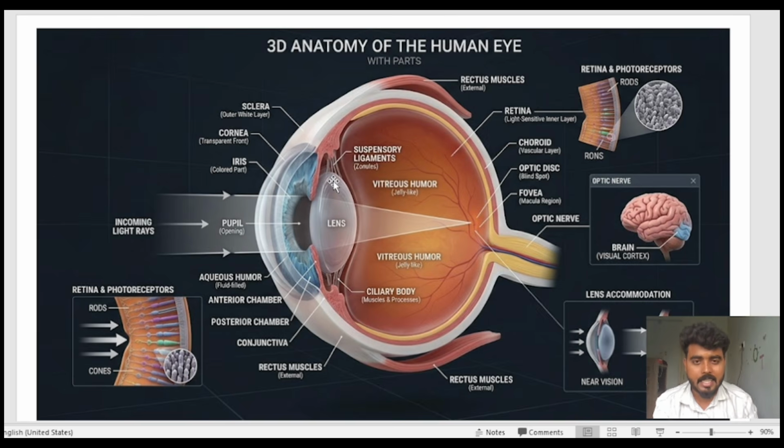These lenses are connected in the human eye by an ant-like structure, called the ciliary muscles or ciliary body. Then the innermost layer of the human eye is called the retina. Here you can see a jelly-like substance which gives shape to the eye. It is called the vitreous humor. There are two humors: one is the aqueous humor, which is in the second layer, and the jelly-like substance which gives shape to the eye is the vitreous humor.